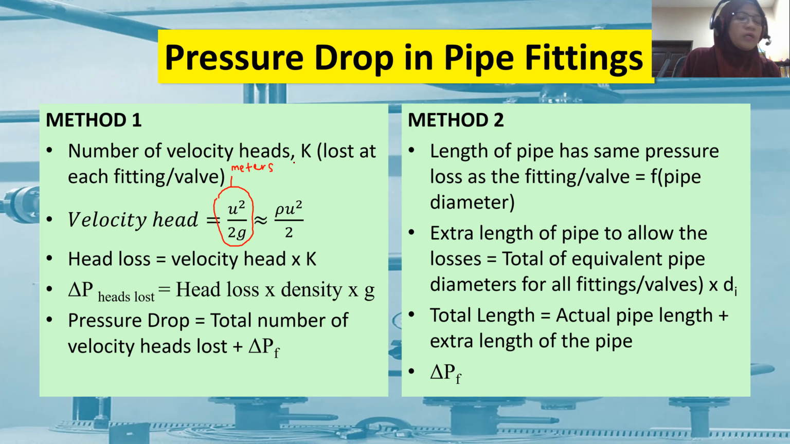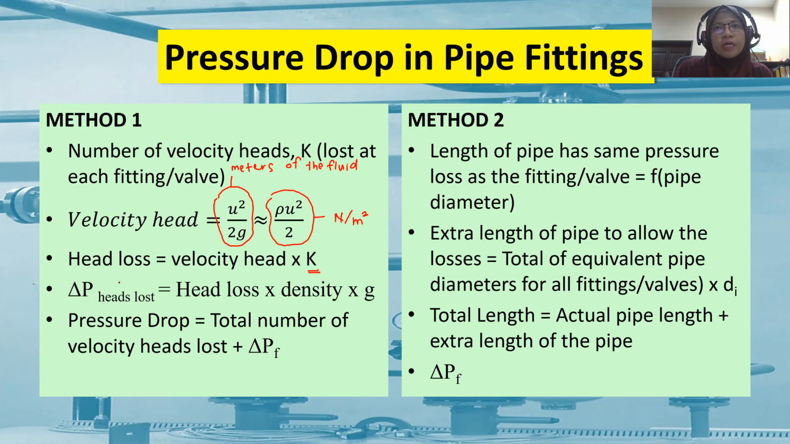The unit is meters of the fluid. While the second term here, the unit is Newton per meter square. Okay, and then after you calculate this velocity head, we need to calculate the head loss. The head loss is obtained by multiplying the velocity head that we get by K, where K is the number of velocity heads.